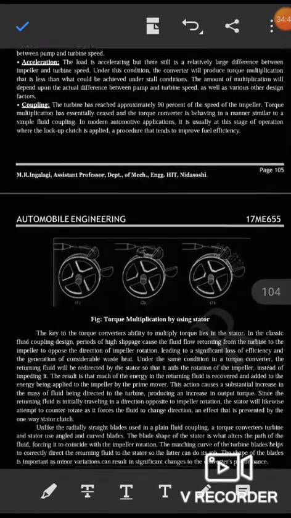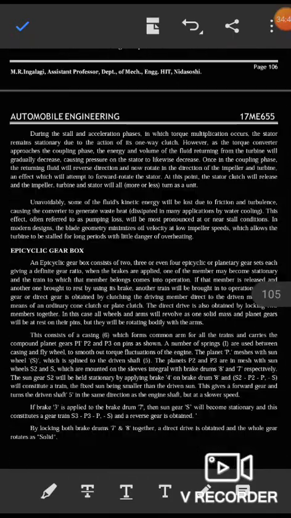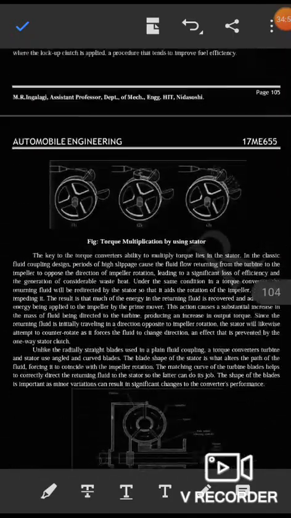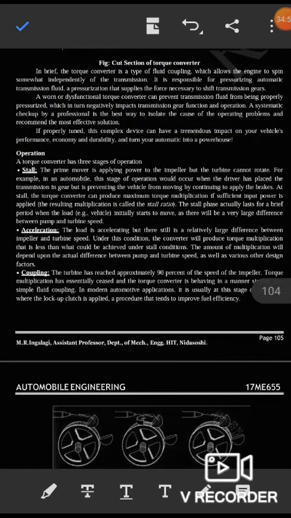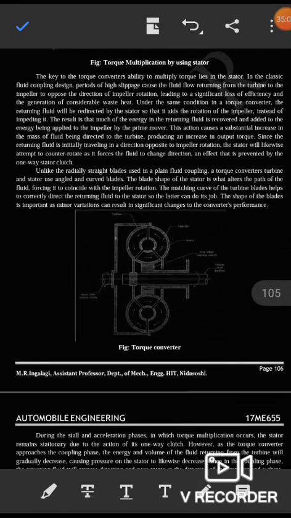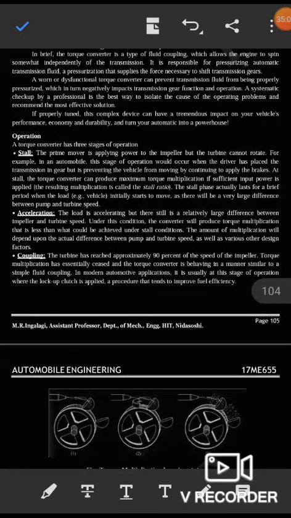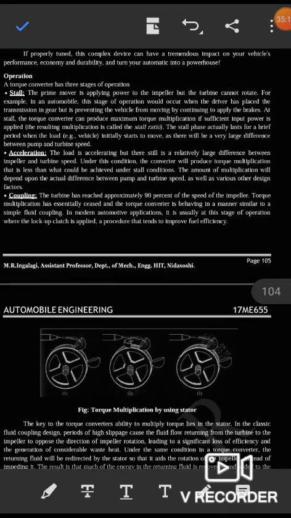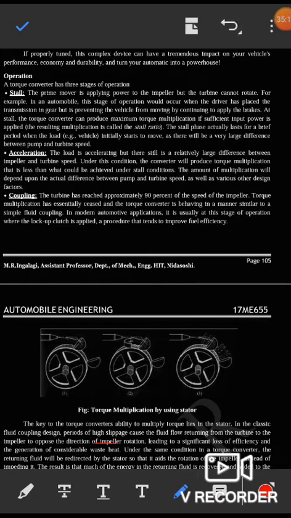Okay, now the operation of the torque converter. How it operates, I will explain now. First, the torque converter has three stages of operation. Here is torque multiplication by using the stator. One diagram you may observe here. This one is the diagram: torque multiplication by using the stator.